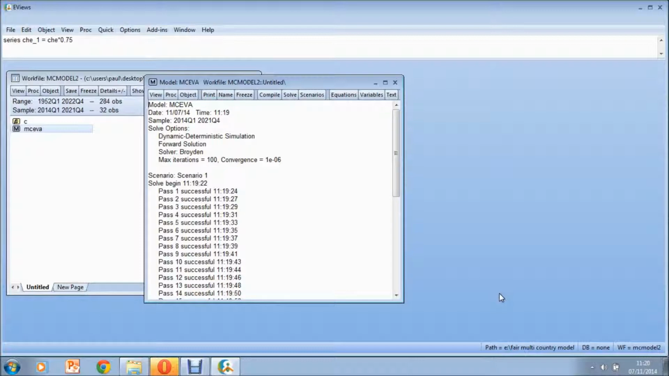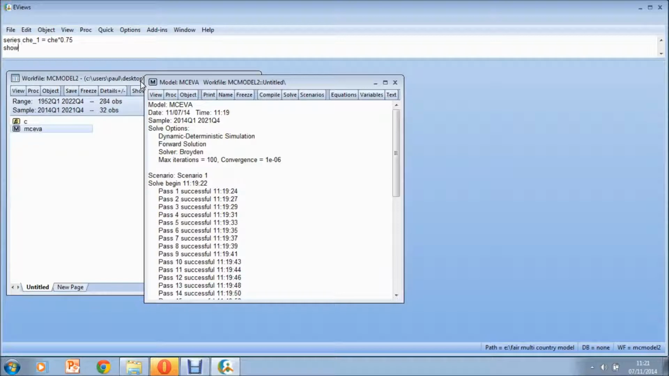Once the model has finished solving, we can look at the effects of the appreciation. To do this, I'm going to look at two variables, real Chinese GDP and real US GDP, so that I can look at the international spillovers of a change in the value of the Chinese currency. I'm going to look at the percentage changes in scenario 1 relative to the baseline scenario solution.